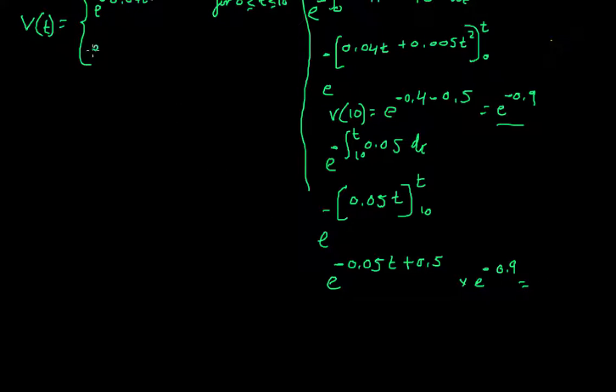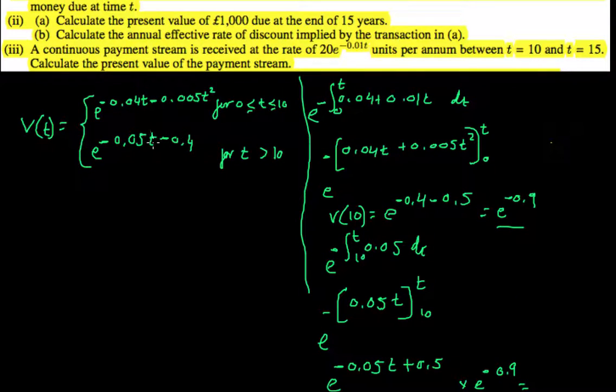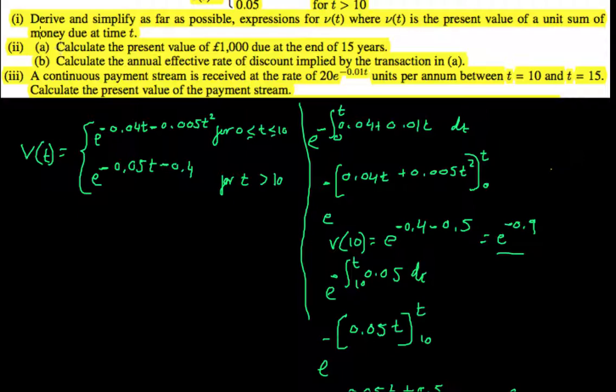So that is, over here, e to the negative 0.05t, plus 0.5 minus 0.9, which will then be minus 0.4 for when t is greater than 10. Okay, so that's the answer to part I. Now let's look at part double I. I'll just note that there, that was part I.